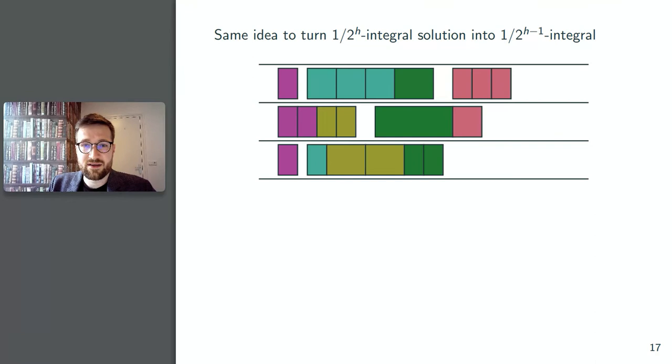Consider the 1 over 2 to the h integral solution. That means every job is split into 2 to the h equal pieces, and these are all assigned to a machine each. Now our goal is not to round it completely, but we just want to get a less fractional solution. So we want to reduce these 2 to the h pieces to 2 to the h minus 1 pieces. So for every job we basically reduce the number of pieces by 1/2. And this can be easily done with the same trick.